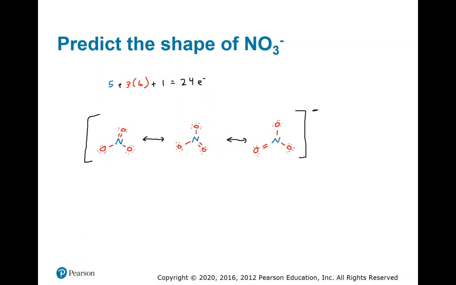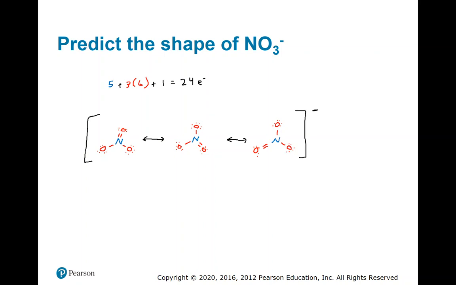Now, to predict the shape, we just need to know what's going on around our central atom, which is nitrogen. And regardless of the resonance form, our nitrogen atom always has 3 charge clouds around it, and those 3 charge clouds are always 3 different oxygens. Remember, it doesn't matter how many bonds there are between any of the atoms, we're just counting the number of separate atoms attached to that central atom. And in no cases does the nitrogen have a lone pair. There's not enough electrons for that when you go through the steps.